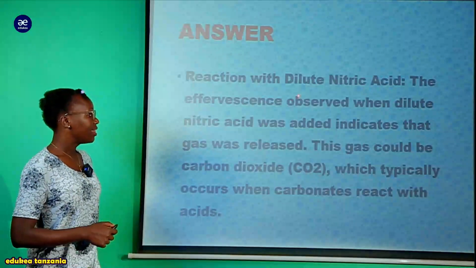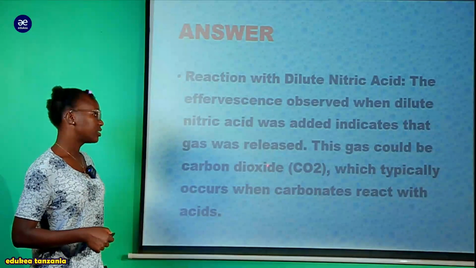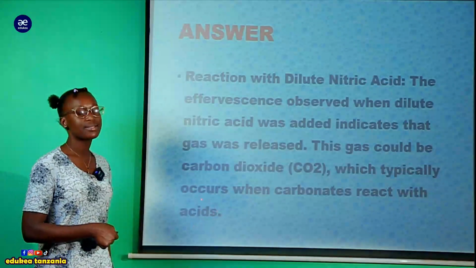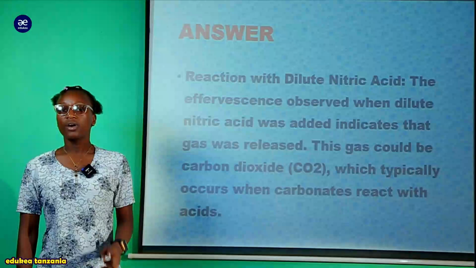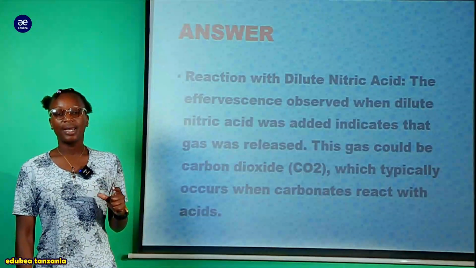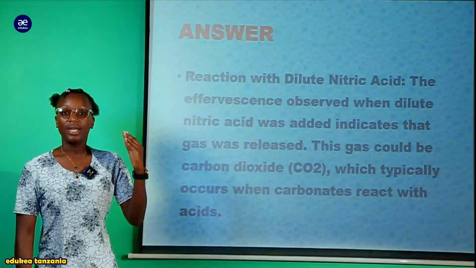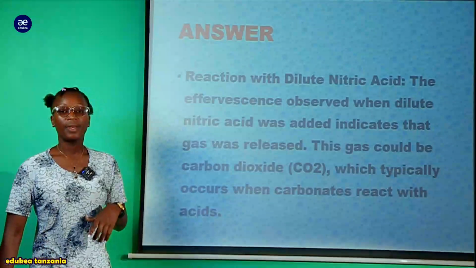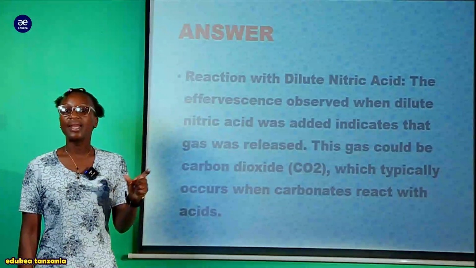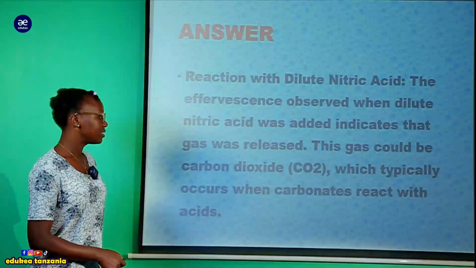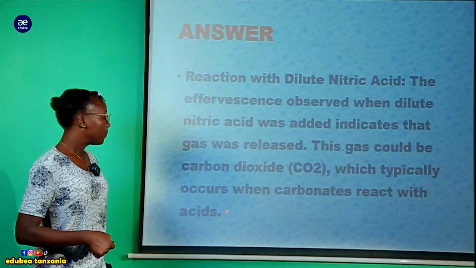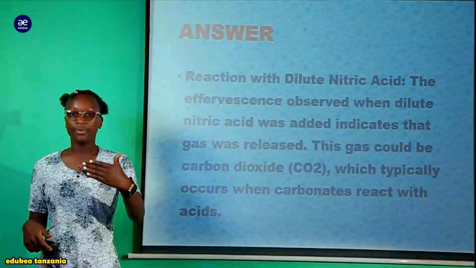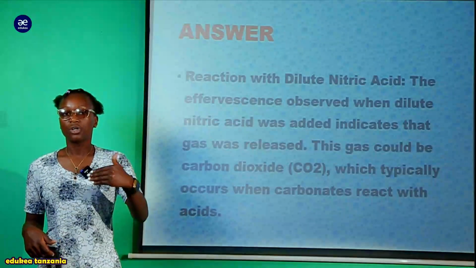So obvious, this gas could be carbon dioxide gas, which typically occurs when carbonate reacts with the acid. Kwa hiyo gesi ambayo imekuwa involved kwa sababu ya zile effervescences ni gesi ya carbon dioxide, na obvious hii gesi ni kwa sababu uwepo wa carbonate ndani ya ile compound X. So you can see that this typically occurs when the carbonates react with the acid, the salt of carbonate.